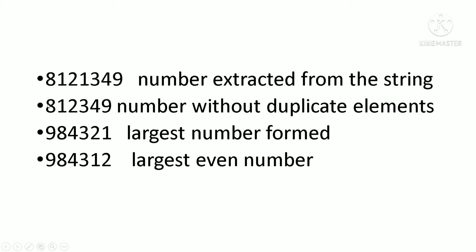So after removing the duplicate elements, we have to make this number into the largest even number. How can we make this number into the largest number? By simply using a sorting technique. If we sort this number, it will become like this. This is the largest number that can be formed by using those digits. We will check whether it is even or not. If it is even, we will print this number. If it is not even, we will make this one into an even number.